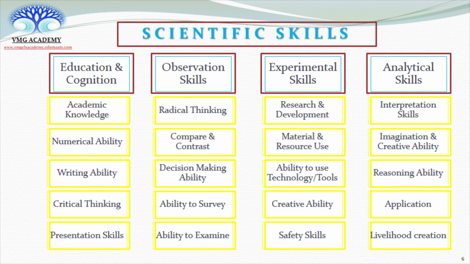A more practical approach to development of scientific skills are the experimental and analytical skills possessed by an individual. Experimental skills impart the real working tools. It depends upon the ability of a person to utilize materials, resources, tools, and technology available at hand. It also depends upon the ability of a person to research and develop creative abilities. Safety in working is also one of the key features. Finally, analytical ability is a process of interpretation, imagination, reasoning, and judgment. It leads to livelihood creation.